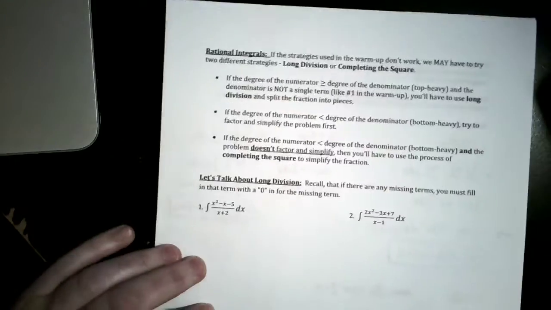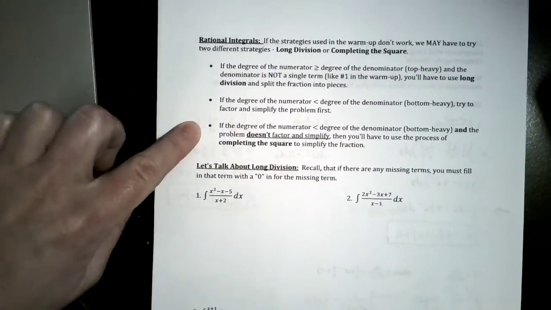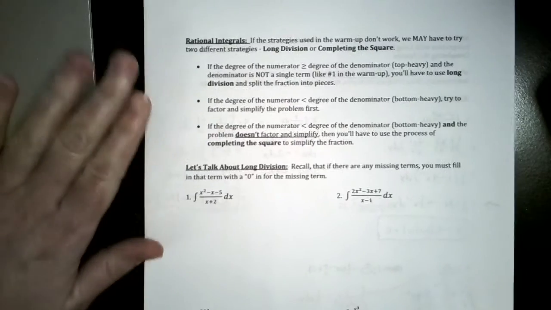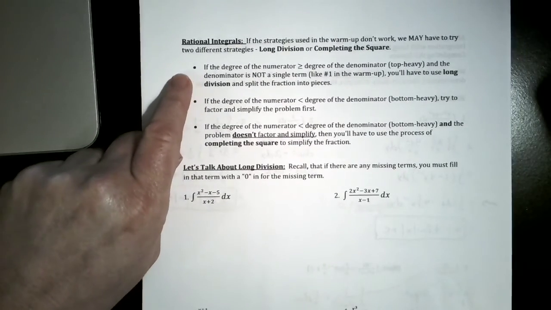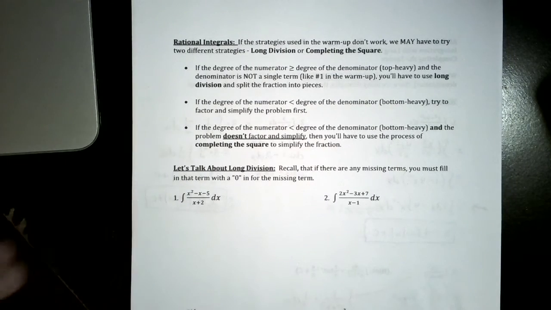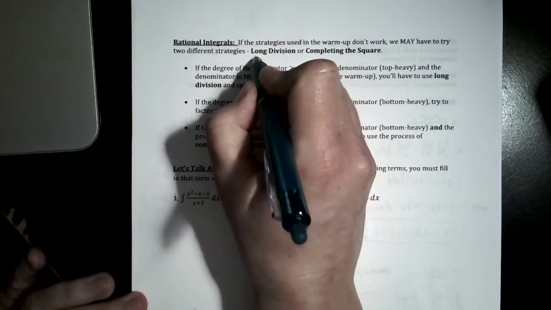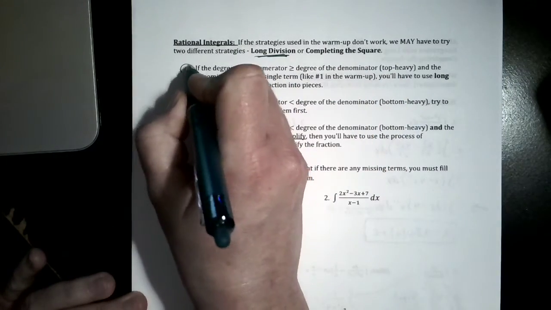Okay, so in this video, I'm going to introduce 3 more strategies, and that's it. I promise you there's no more. And in this video, we're only going to talk about the first bullet here. So rational integrals. If the strategies used in the warm-up don't work, we may have to try 3 different strategies. Long division, which is the first bullet.